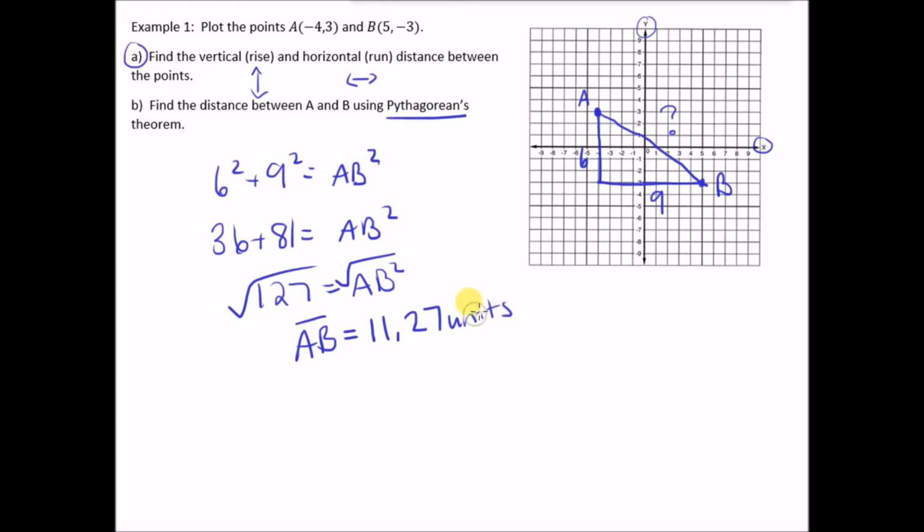Just a review: if we ever don't have centimeters, meters, millimeters, kilometers, whatever it is, we always put the word units beside it. So what we just did is we plotted A and B, and then we used the rise and the run to calculate the distance between A and B.